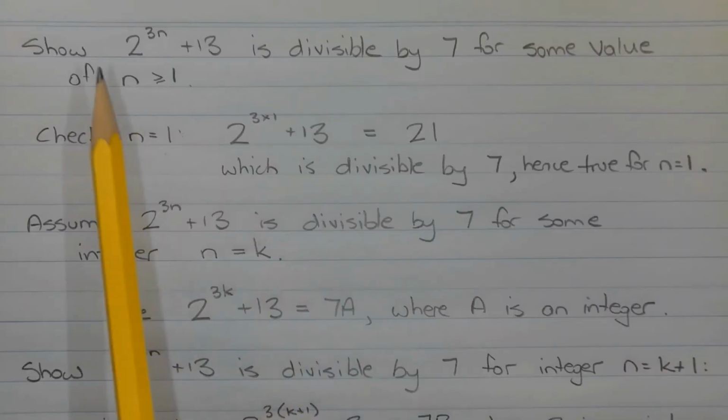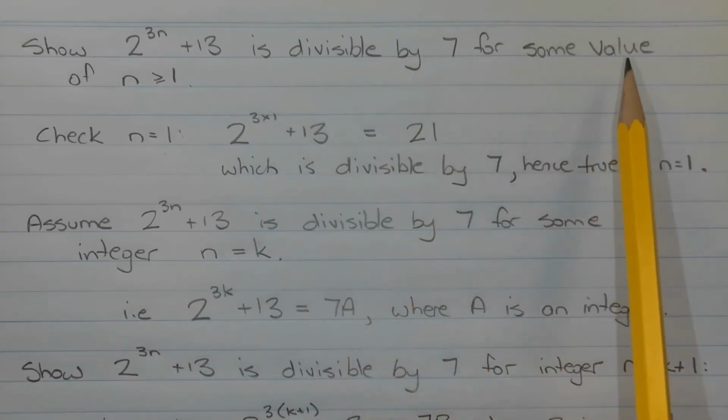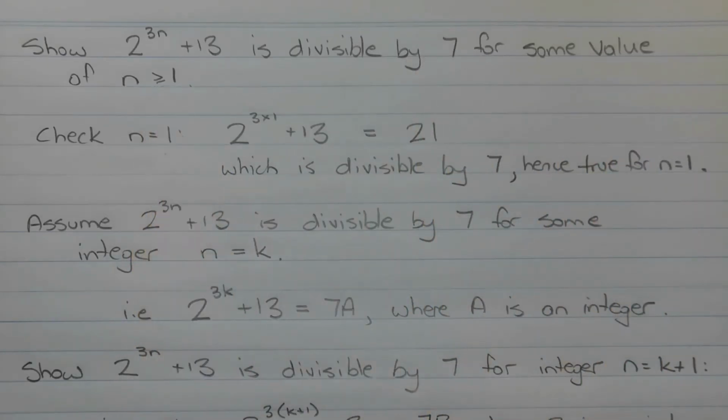The first step is to show that 2 to the power of 3n plus 13 is divisible by 7 for some integer value of n greater than or equal to 1. And the smallest value of n that we can check is n equals 1. So substituting 1 for n into the statement, we get 2 to the power of 3 times 1 plus 13, which evaluates to 21, and that is divisible by 7. Hence the statement is true for n equals 1.